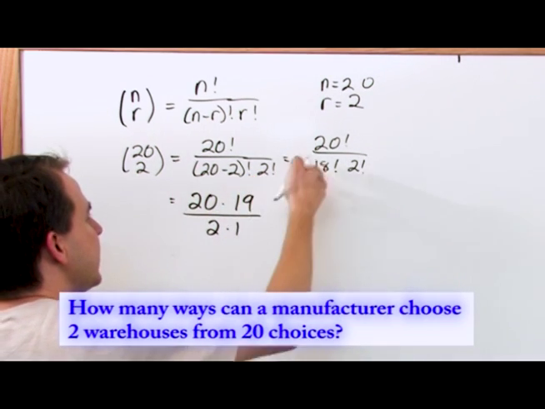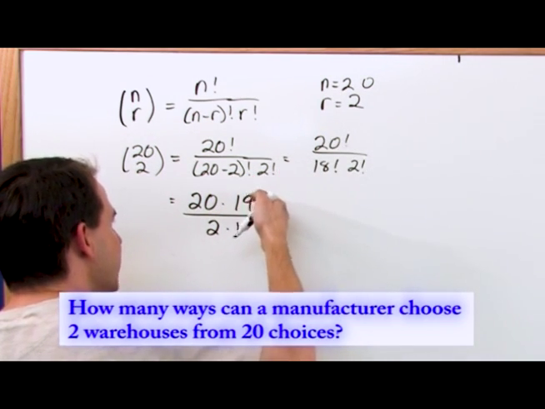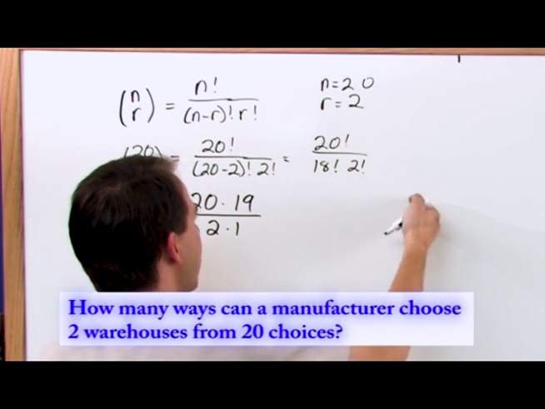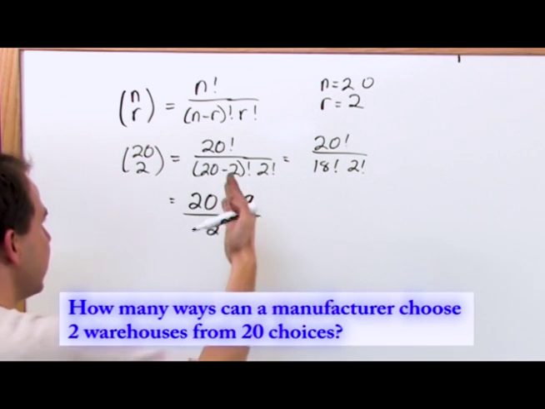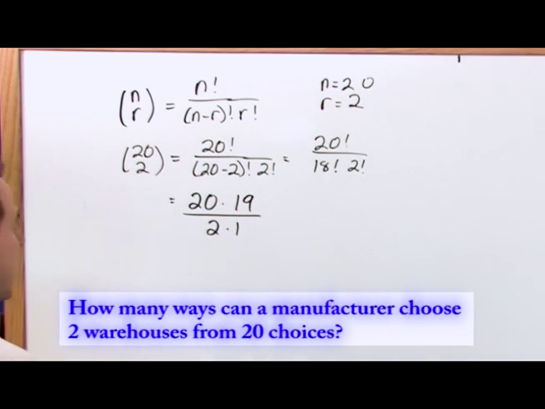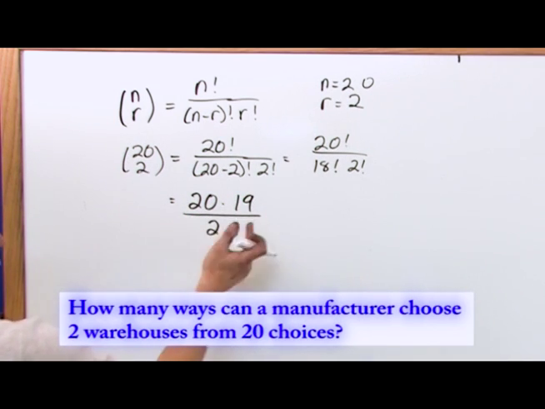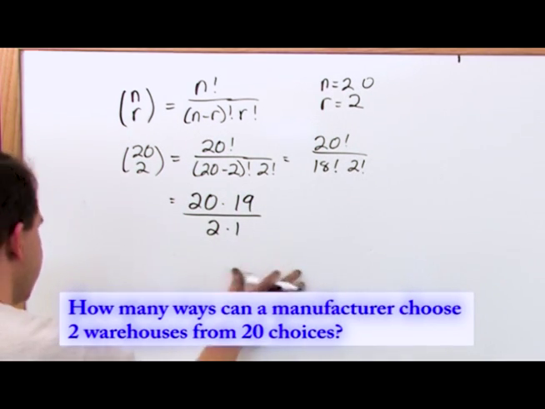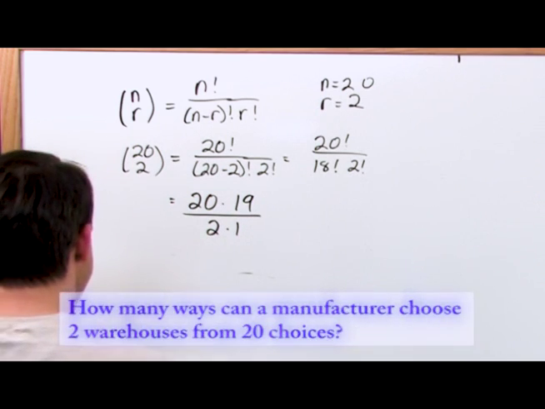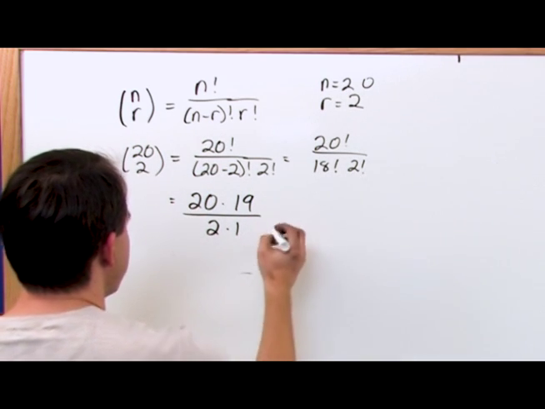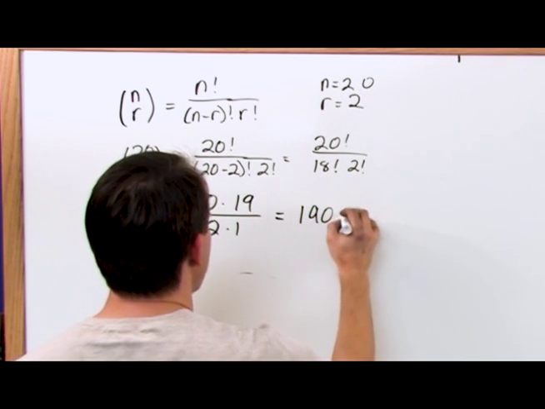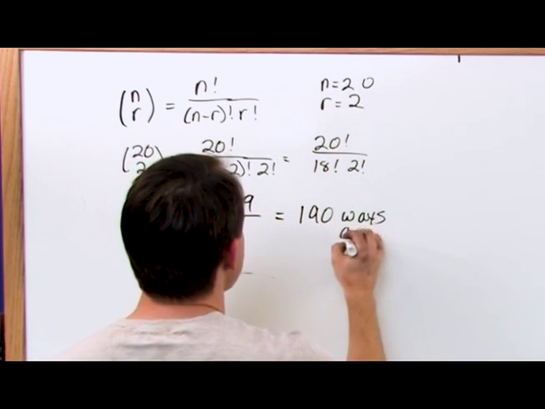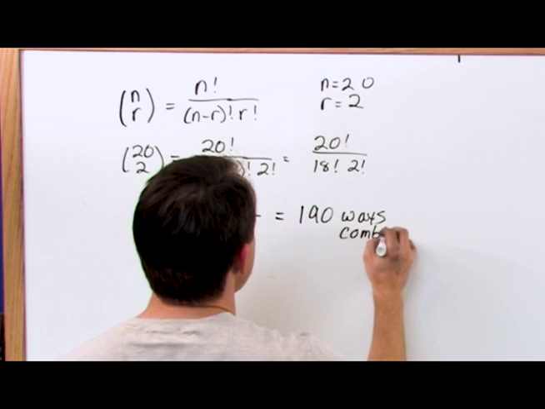Everything below 19 up here in the top, which was times 18 times 17, 16, 15, 14, all that is going to cancel with the 18 factorial, which is, again, 18 times 17 times 16. All those are going to cancel just like in the previous problems. So really what you have here is 20 times 19 over 2, effectively. So when you do that math, you'll find that you'll have 190 ways, which are called combinations. Not permutations.